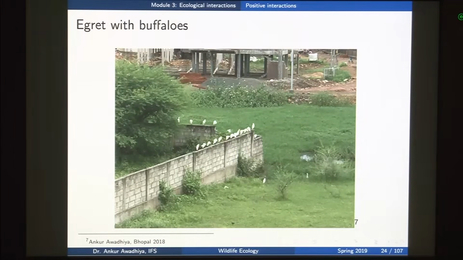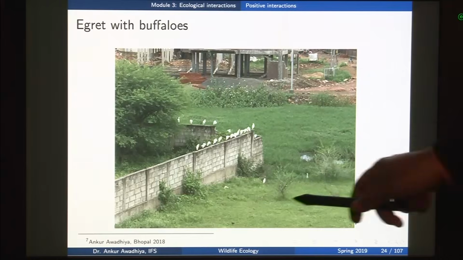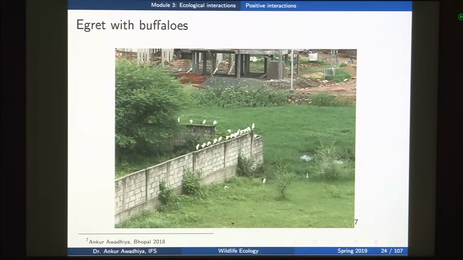Now, egrets are small birds and these are insectivorous birds. So, they feed on insects, and where do they get these insects from? Well, they will find them in the soil. So, you have these grasses here and these grasses will also be harboring a number of insects. So, there might be some locusts, there might be some grasshoppers and a number of other caterpillars and so on.